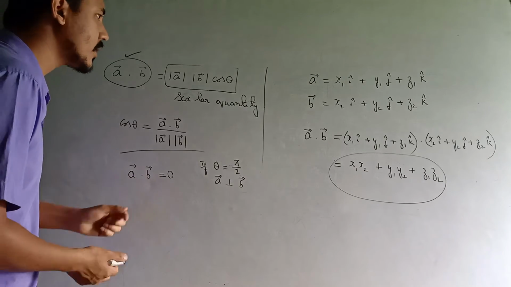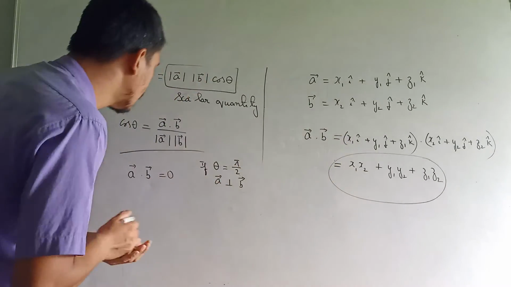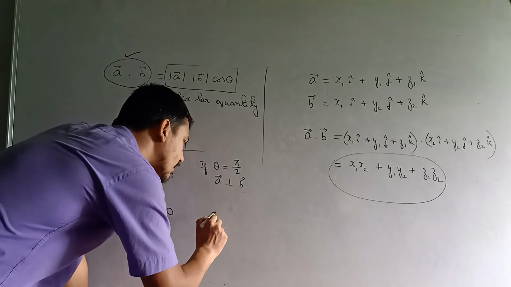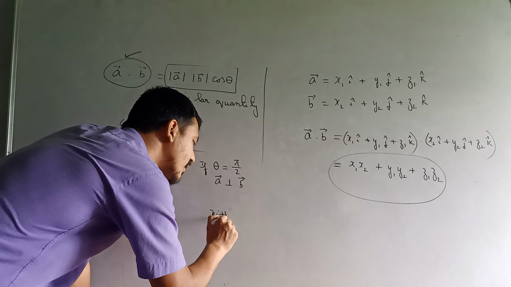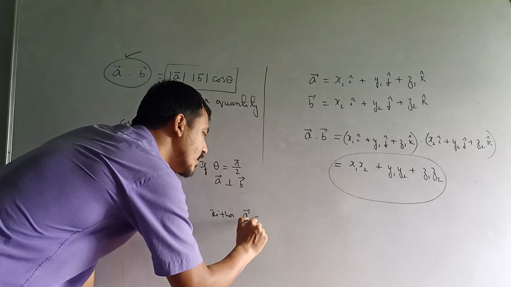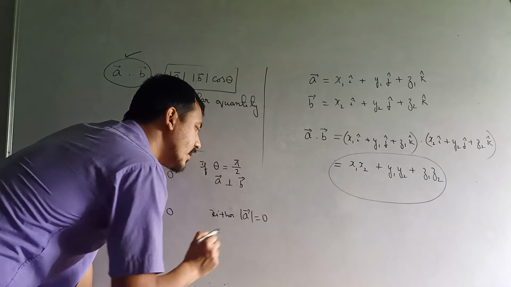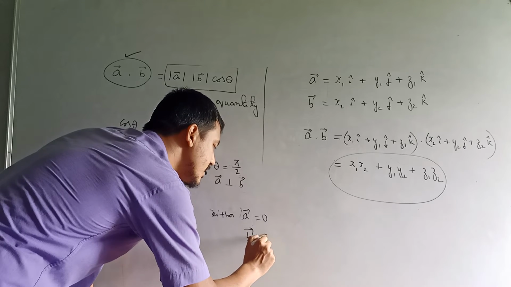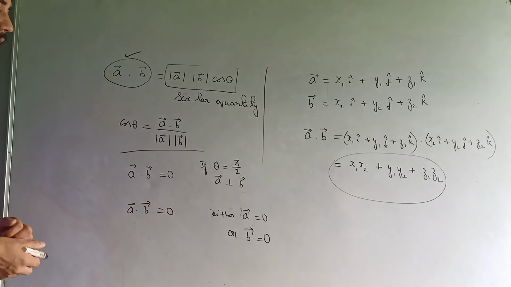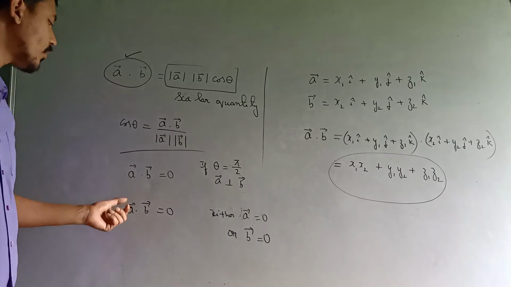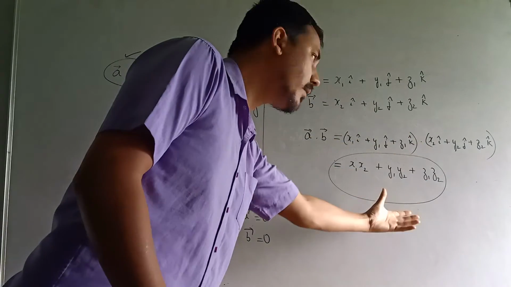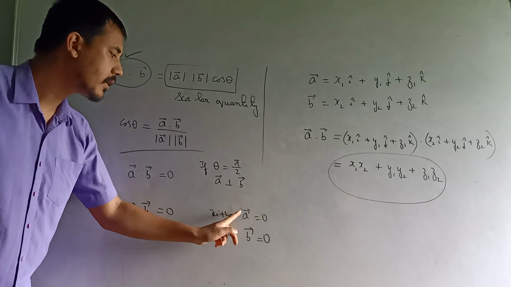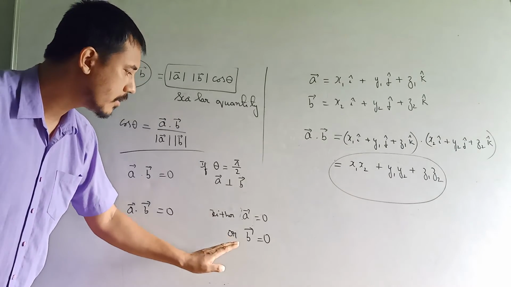Since A dot B is also just an ordinary product, A dot B will be 0 on the second condition, that either A is 0 or B is 0. A dot B is also just an ordinary product. That means A dot B will be 0 only if A is 0 or B is 0.